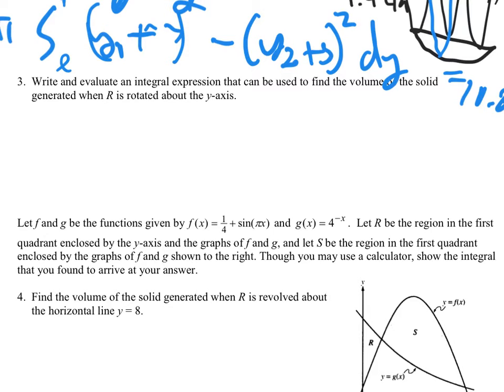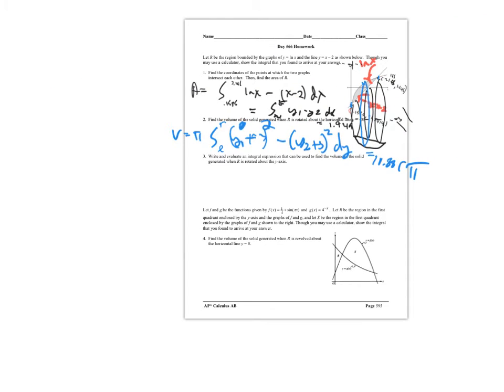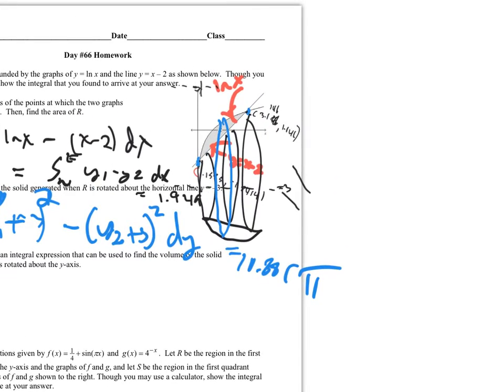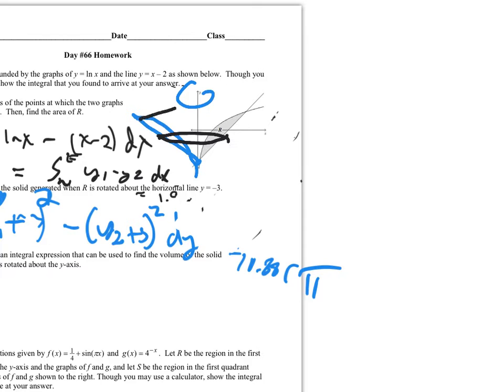Write and evaluate an integral expression that can be used to find the volume of the solid of R when it goes around the y-axis. So if I go back to my picture, I hate when that does that. There it is. I want that solid going around the y-axis. So it's going to look something like spinning around here. So this is touching the y-axis, so I'm going to get a straight line. Oh, it's a flower. See that piece? It's going around like that. Even up here at the top.